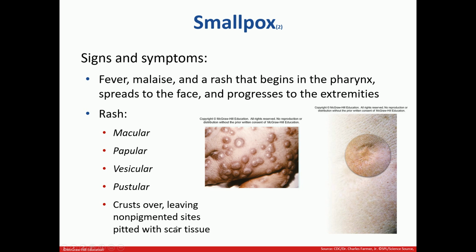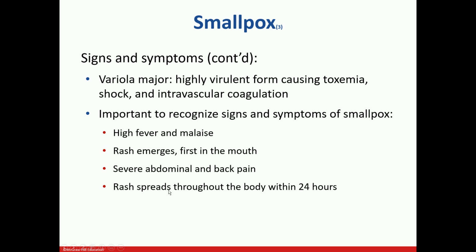Okay, smallpox is of two forms. One is called variola major. It's a very virulent, very severe form of smallpox, and it can cause toxemia, which means the toxins can go to the blood. In this disease, the important symptoms are high fever, a rash that emerges first in the mouth, and children can also have severe abdominal and back pain. Then the rash spreads throughout the body within 24 hours.